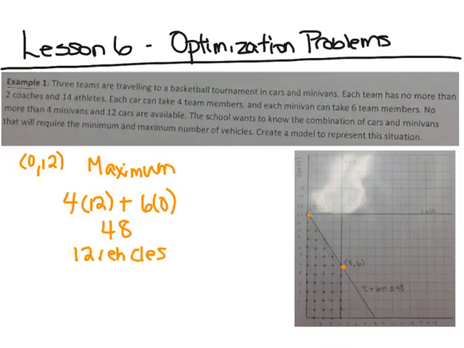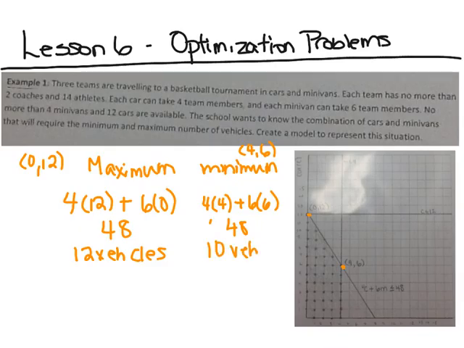The minimum will be the other intersection. That means that we get all of the people in with the minimum amount of vehicles. So the minimum is at 4 and 6. So 4 times 4 plus 6 times 6. 4 times 4 is 24, plus 24 is 48. So we have all the people, and we're only using 4 plus 6, so 10 vehicles. Our maximum amount of vehicles used would be 12, and our minimum amount of vehicles would be 10 to get all of the people there.